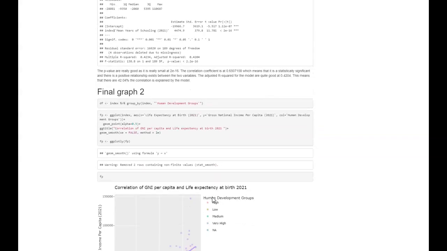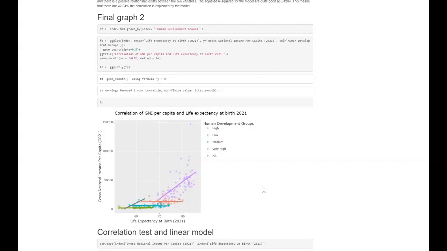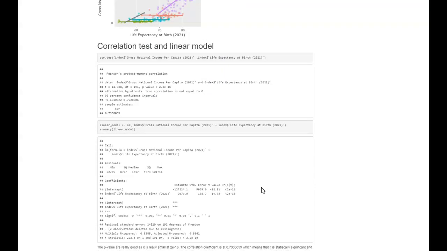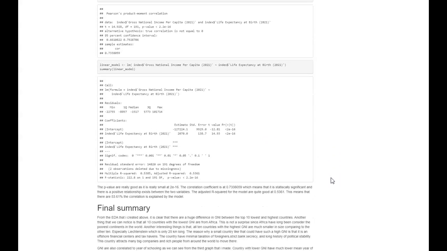R-squared. For my next graph, I want to take a look at the correlation of GNI per capita and life expectancy at birth for all the countries in 2021. And as we can see, the higher the gross national income per capita, the longer people are expected to live in a country. So here's the correlation test, which also gave me very good results, as for the first one.